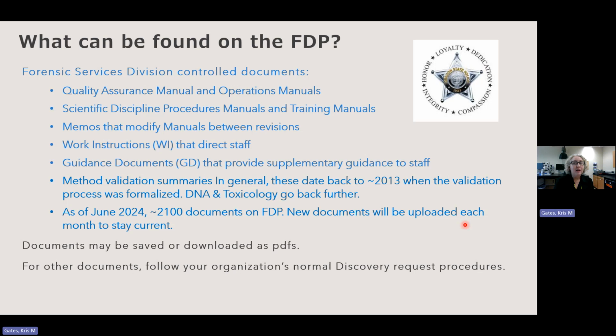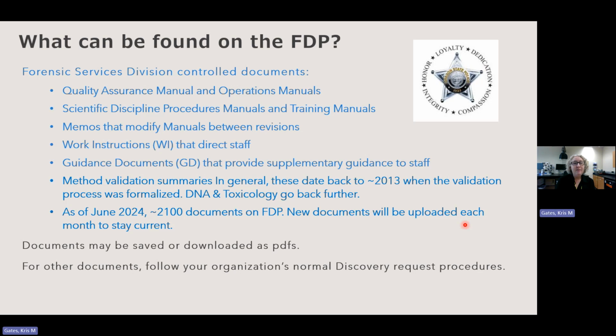So what can be found on the FDP? Well, we have controlled documents as the Forensic Services Division. The controlled document framework is something that is required by our accreditation provider. And when something is a controlled document, it has to go through a standardized procedure for adoption, revision, and assignment. So controlled documents for us will include the Quality Assurance Manual and our Operations Manuals.